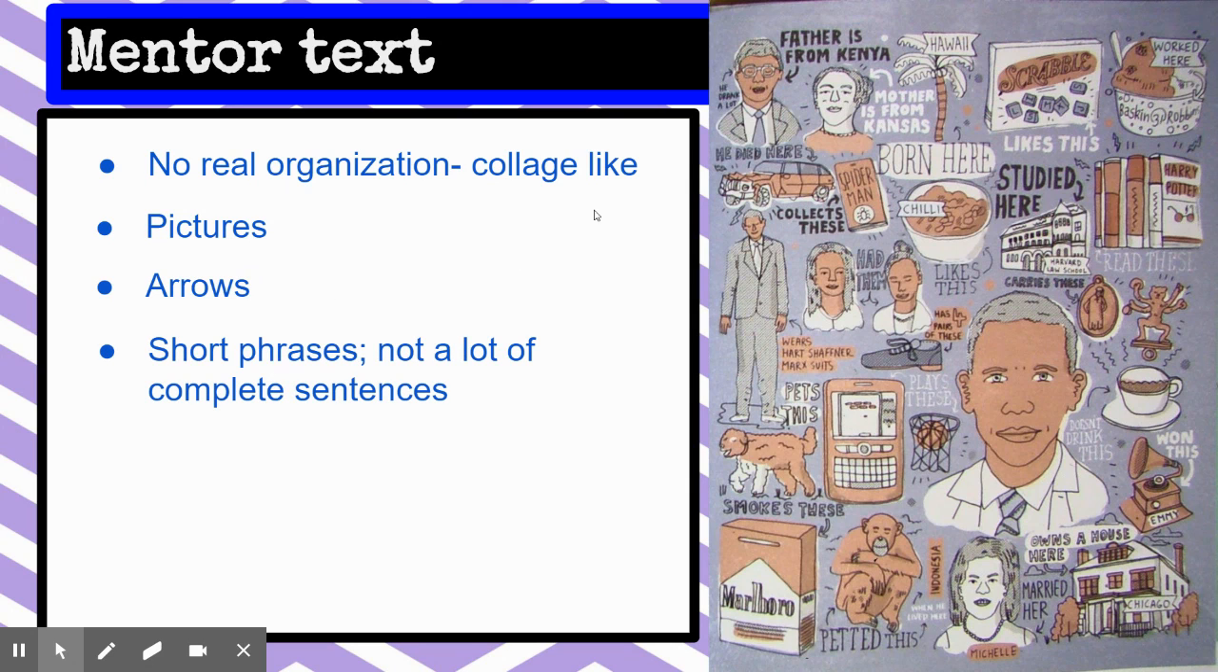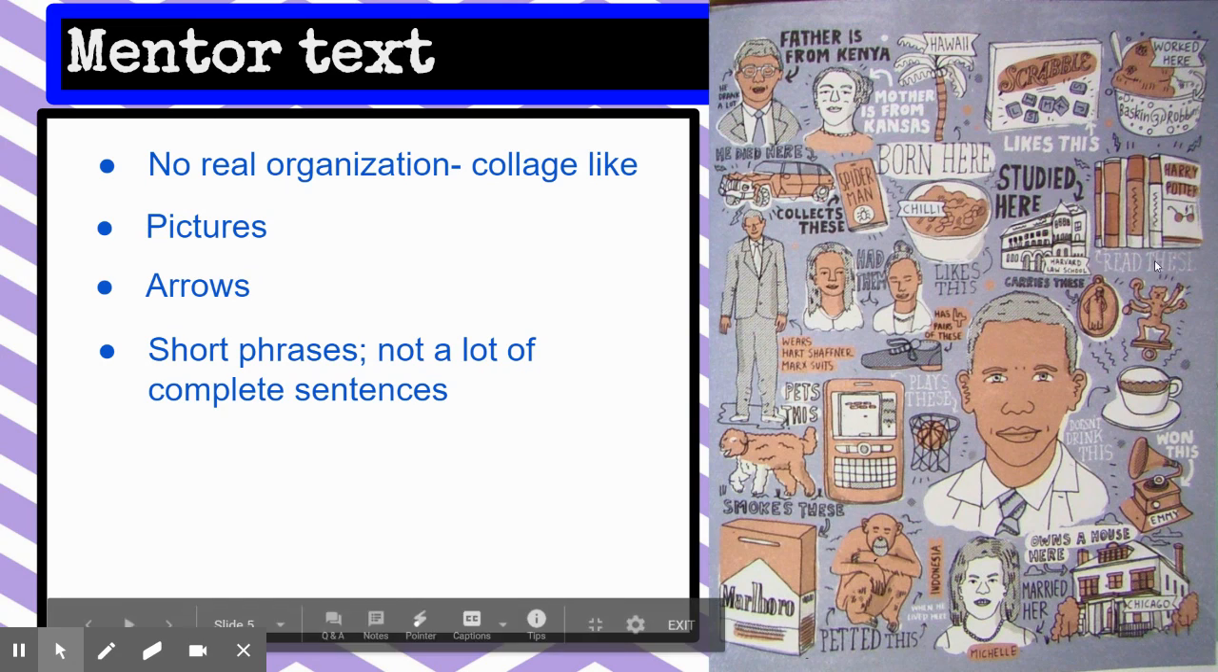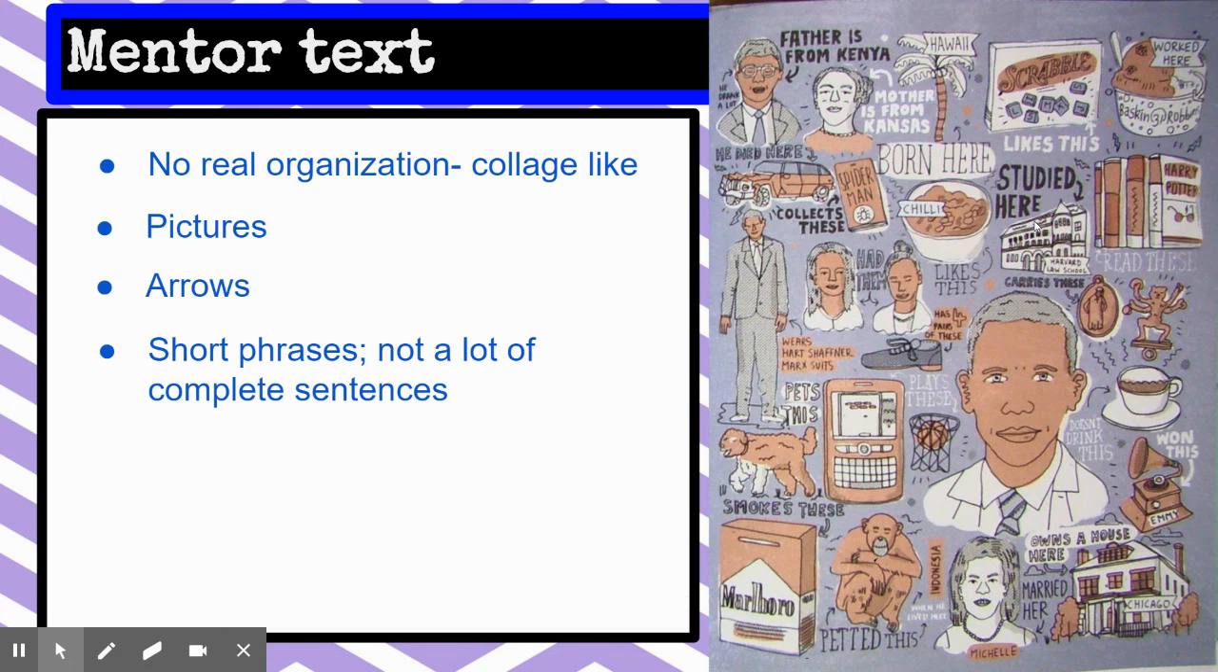Another thing you should have noticed are the short phrases. There are no complete sentences here at all. So that's another good thing about this particular nonfiction piece: you do not have to write complete sentences. Again: won this, read these, studied here. They're short, choppy phrases, but they give you enough information.